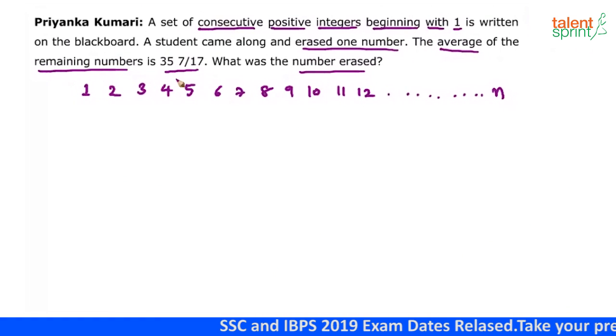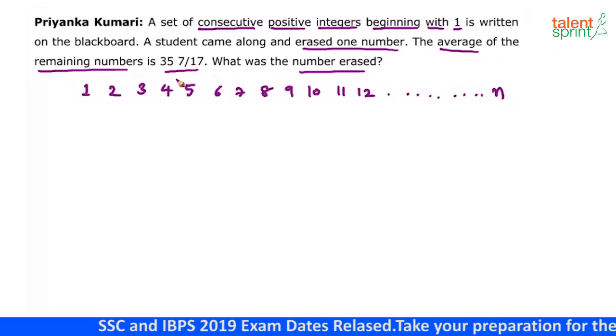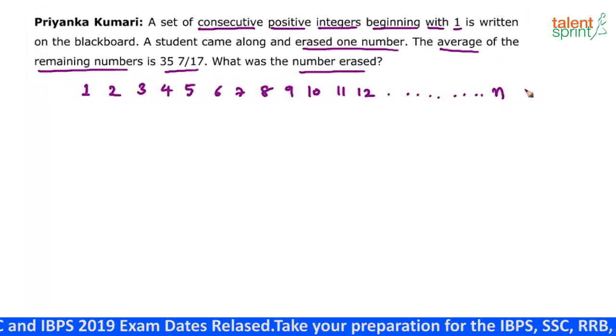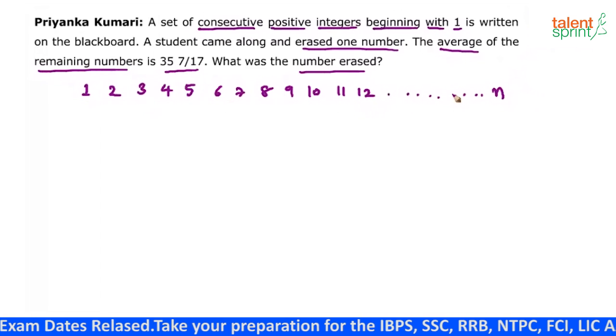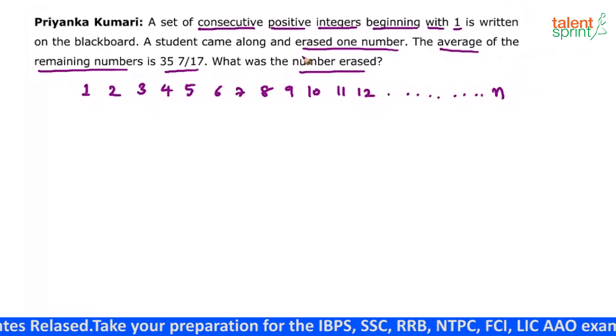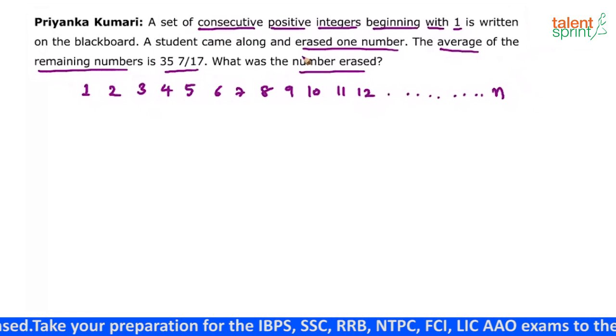So what do you understand from this? Some n numbers are written on the board. All these n are consecutive positive integers starting with 1, right? So 1, 2, 3, 4, and so on up to n. One of these numbers is erased and the average of the remaining numbers is 35 7 by 17. What is the number erased is the question.